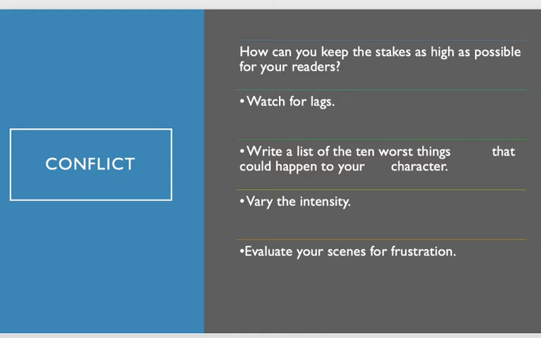Write a list of the 10 worst things that could happen to your character. Jot down all your ideas, no matter how far out they are. If you haven't come up with anything feasible by the end of the list, then just write 10 more. Just keep brainstorming. So long as the characters are always guessing, you can always keep the readers in the same state of suspense.